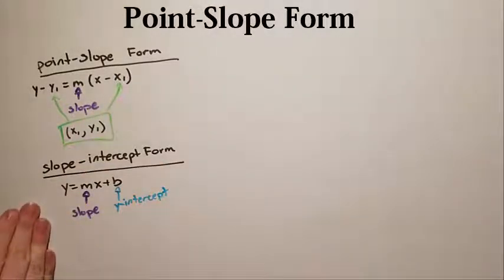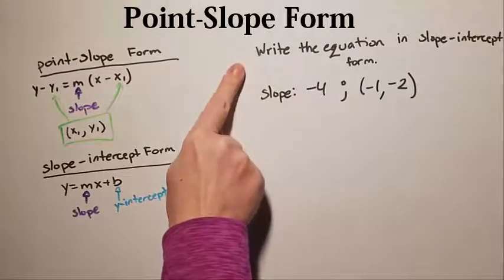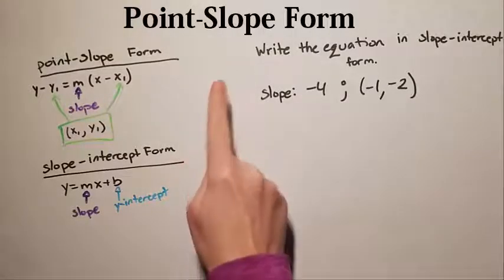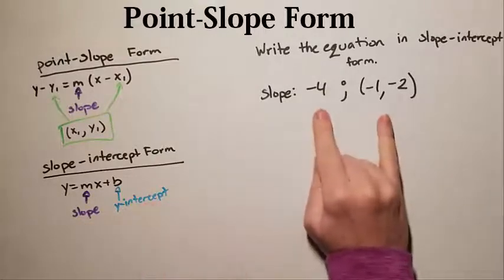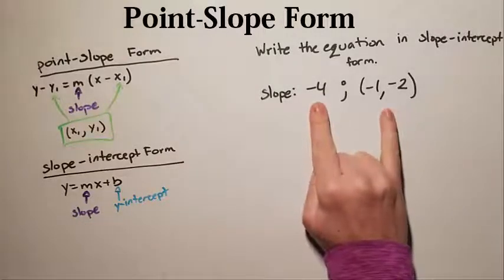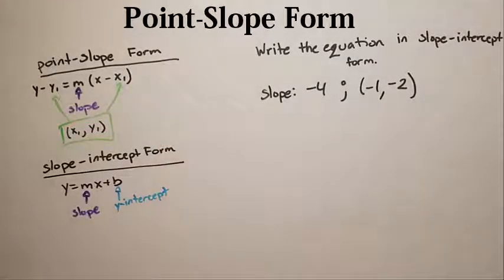So now they want us to go interchangeably between point slope and slope-intercept. So here's our cheat sheet from our last 2 lessons. So they want us to write an equation in slope-intercept form. That would be very easy to do if we were given a slope and an intercept, but we're not. We're given a slope and a point. Since we have a slope and a point, we're going to use point-slope form first.